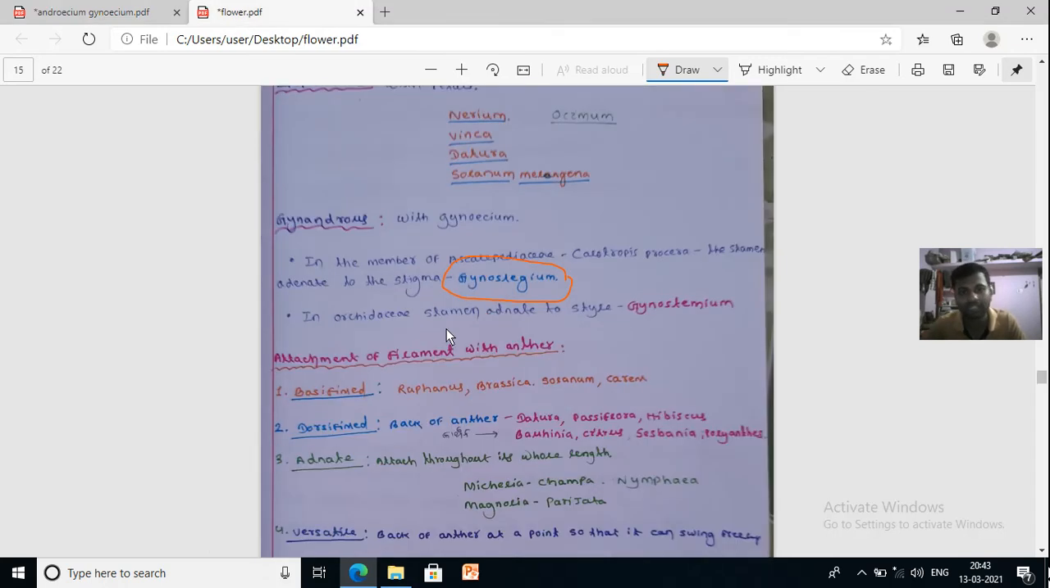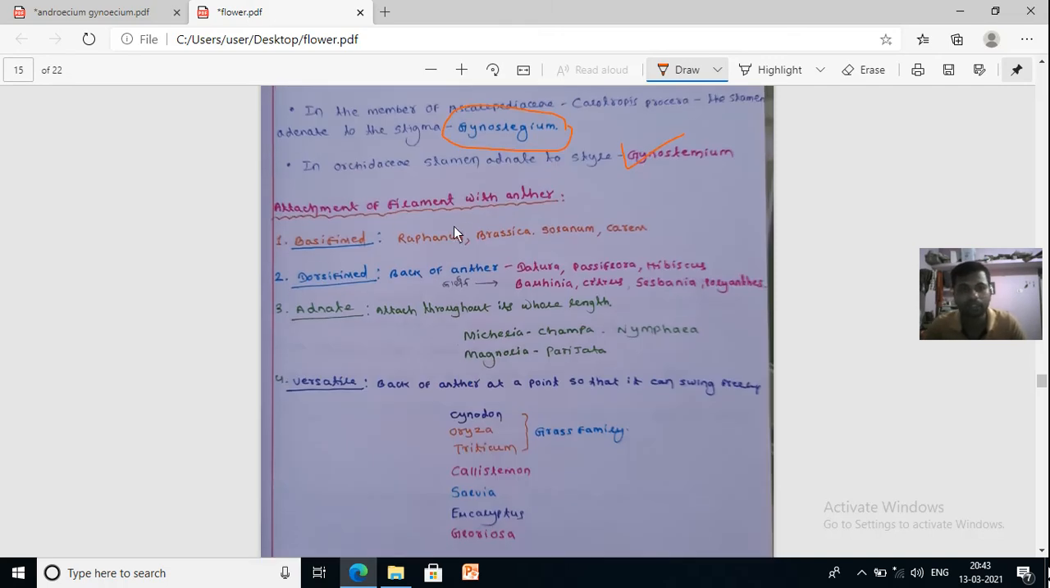Now in Orchidaceae, stamens are attached with the style to form the gynostemium condition. This is also another important point. In the examination, the question always asks where the gynostegium and gynostemium conditions are found. The answer should be: Calotropis, of Asclepiadaceae, has gynostegium, and Orchidaceae has gynostemium.